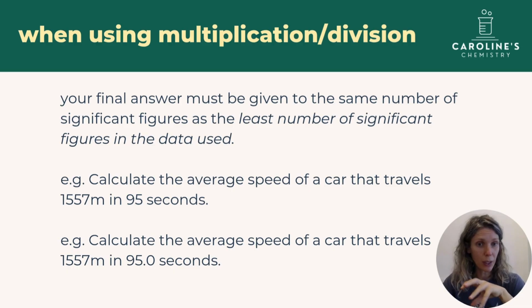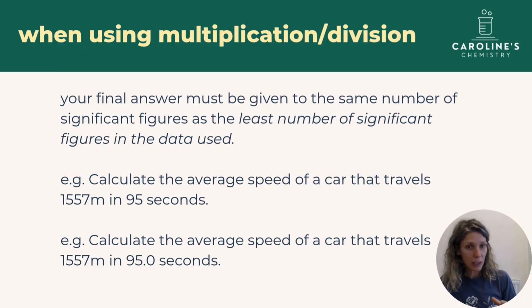So these rules of significant figures apply for the majority of chemistry calculations. Like most GCSE and A-level calculations in chemistry are using multiplication and division. So this means this is the general rule you're going to follow. Your final answer needs to be to the least number of significant figures that your data has. So what that means, for example, let's look at the first one. Calculate the average speed of a car that travels 1,557 meters. That is 4 significant figures in 95 seconds. That is 2 significant figures.